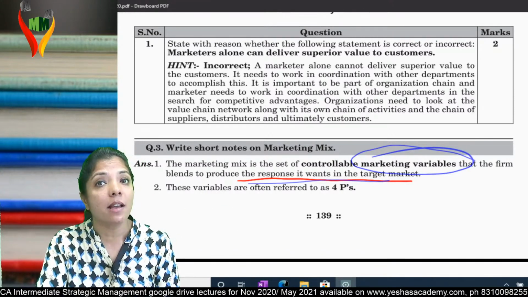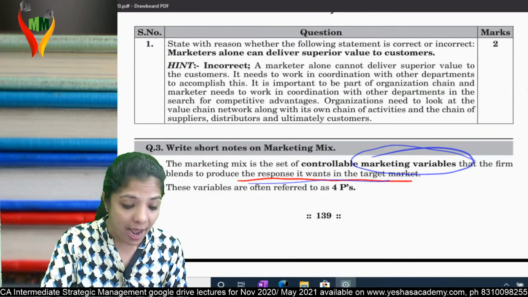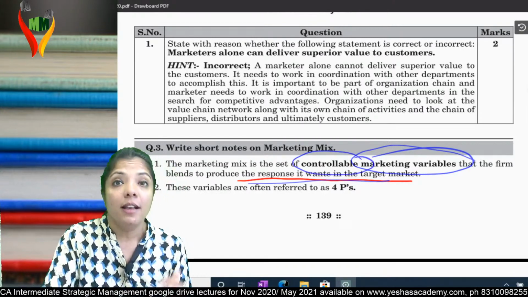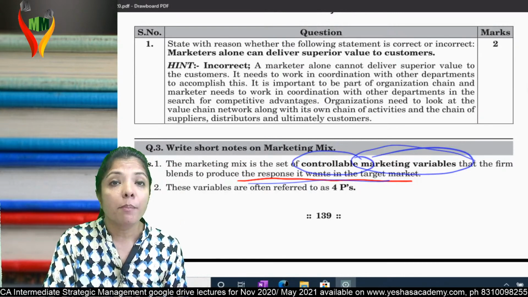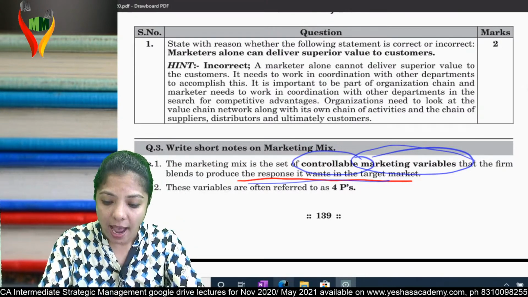These marketing variables are called the marketing mix and they are controllable. They are in my hands. So what are these marketing variables? There are 4 P's: product, price, place and distribution.